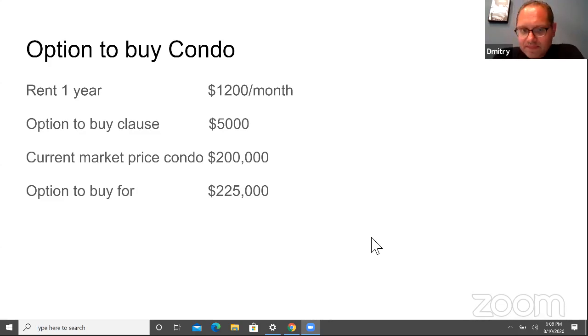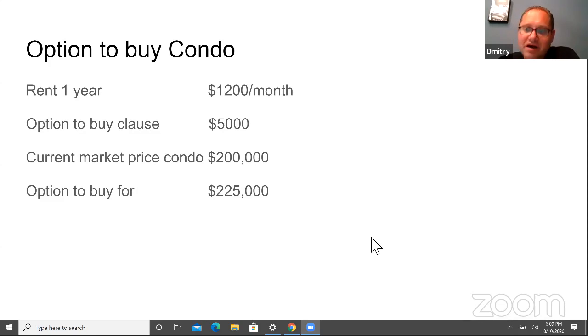If I thought that in a year this condo had a chance, it was 350 at one point, if I thought in a year there's a good chance this condo will be worth 300,000, it's 200 today, 300,000 market value, and I paid $5,000 for it.